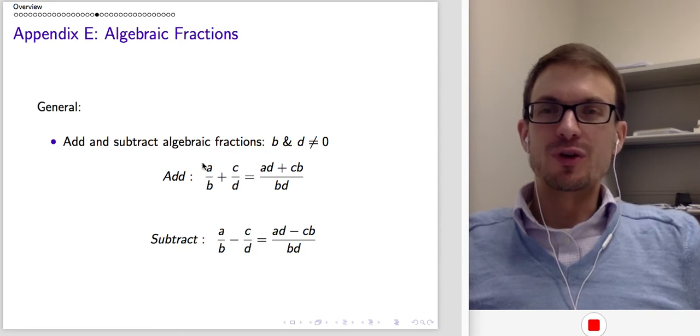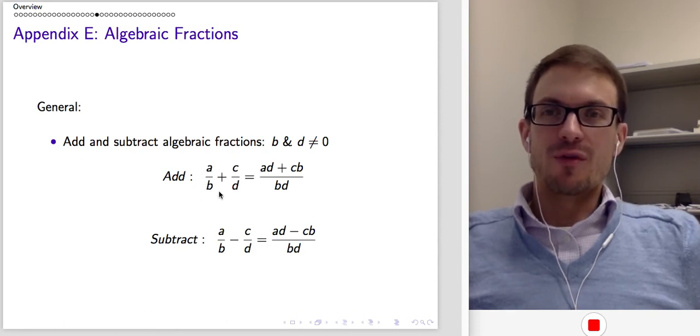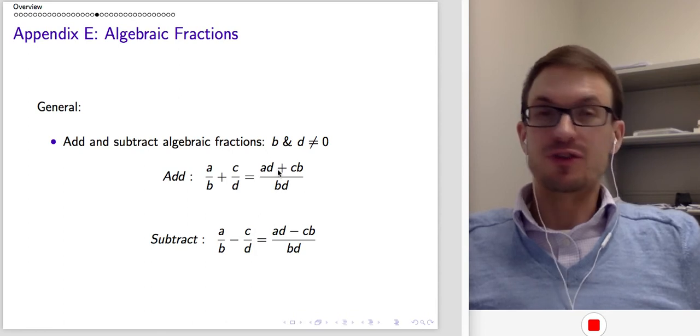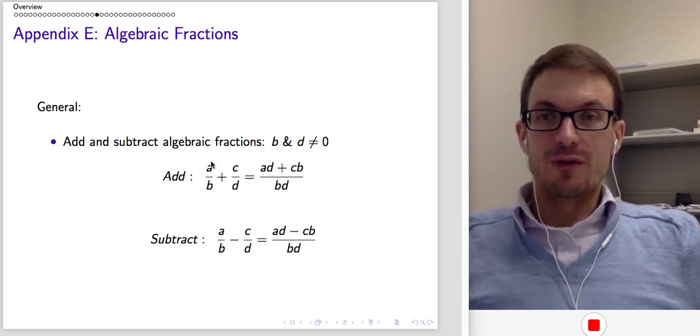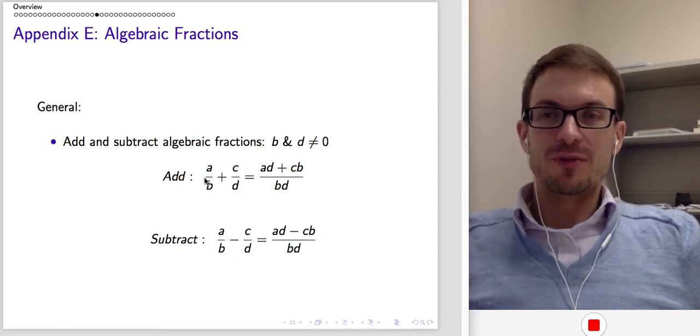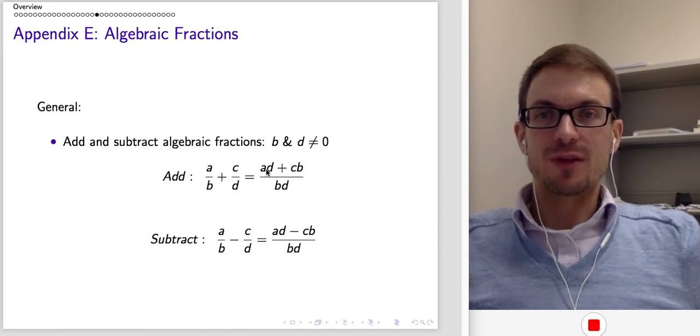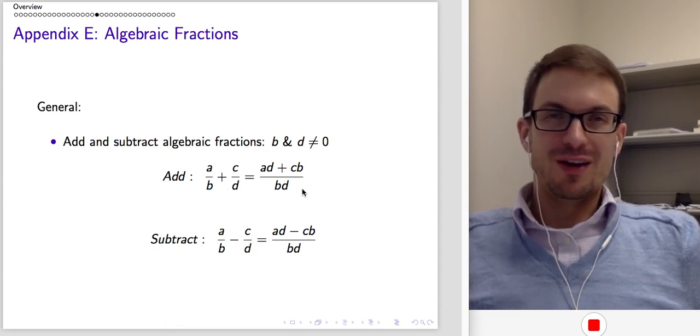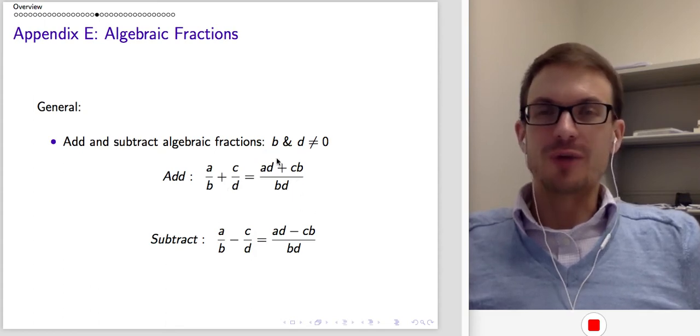So what's the rule? If you have a over b plus c over d, this turns out to be a times d plus c times b, divided by bd. Doesn't matter if these are numbers, expressions, whatever. Whatever is in the a position gets multiplied by whatever is in the d position. Whatever is in the c position is multiplied by whatever is in the b position. And those two products are added to each other and divided by the product of the denominators. What's going on there? Well, that's what happens.